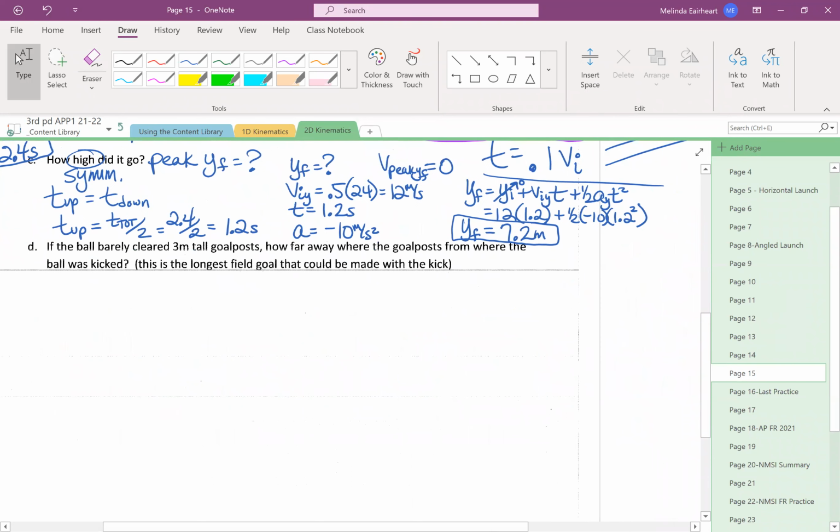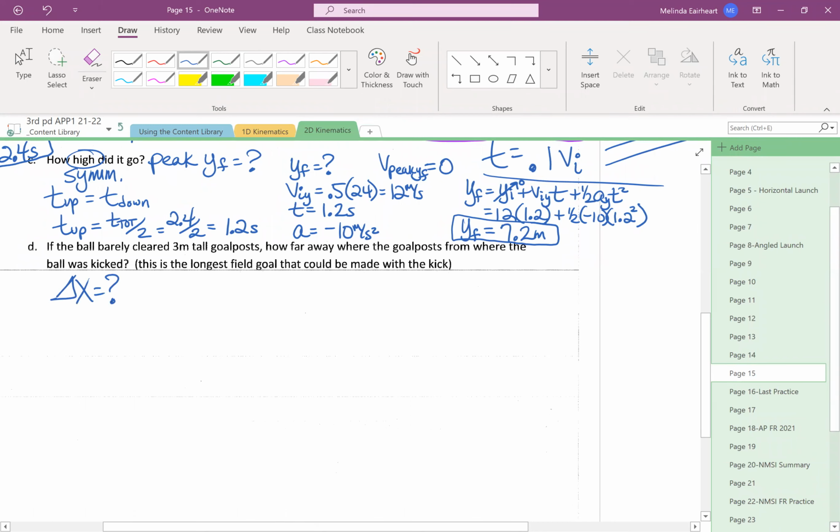All right. D, if the ball barely cleared the 3-meter tall goalpost, how far away were the goalposts from where the ball was kicked? How far away are the goalposts from where the ball was kicked? What are we solving for here? What's the unknown? The range. And so we're looking for this range.